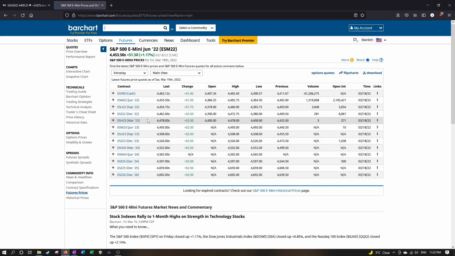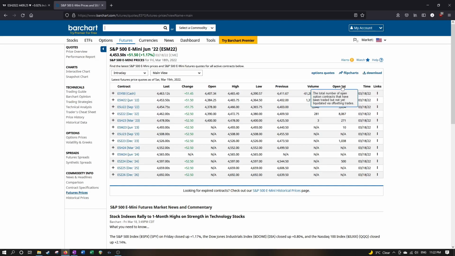But let's say March 2023 had the most open interest for some weird reason. Okay. That would be the one that we would have our focus on. All right. So it's not necessarily the most nearby. Usually it's the most nearby, but what triggers us is what has the most open interest.